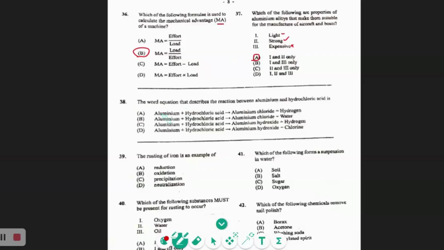38. The word equation that describes the reaction between aluminum and hydrochloric acid is A, because we get hydrogen as the gas given off. So it exchanges and it gives off hydrogen. So you get aluminum chloride plus hydrogen. With 37 as well, something being cheap or expensive doesn't have to do with what makes it suitable. So the properties that make it suitable is that it's light and strong.